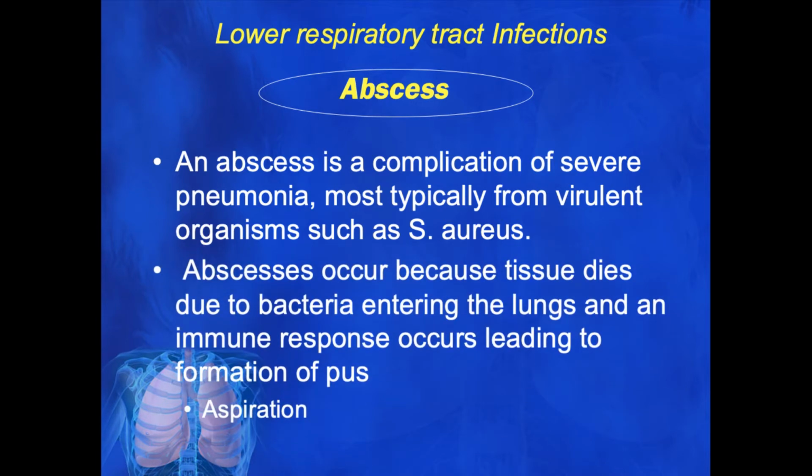And abscesses occur because tissue dies due to bacteria, or it could be something like aspiration of something entering into the lungs, and the immune system says, oh, no, I don't think you're supposed to be here. And so there's a huge immune response that occurs, and this leads to formation of pus within the lung.